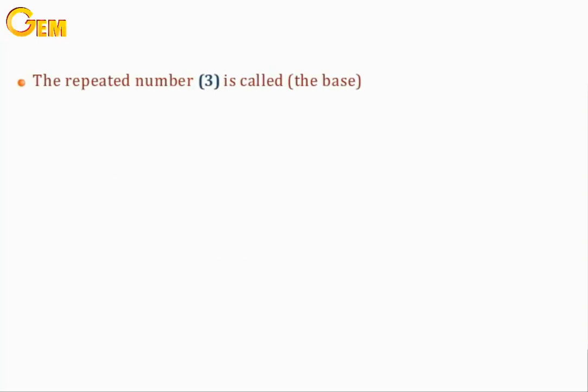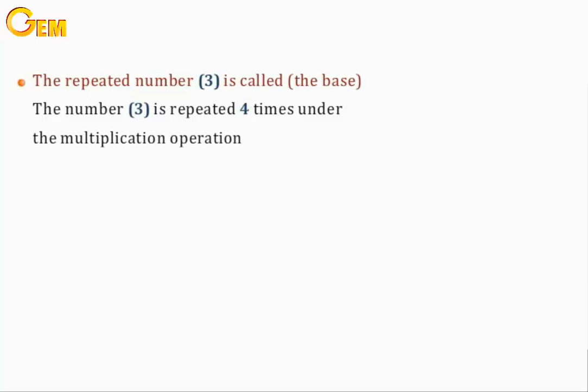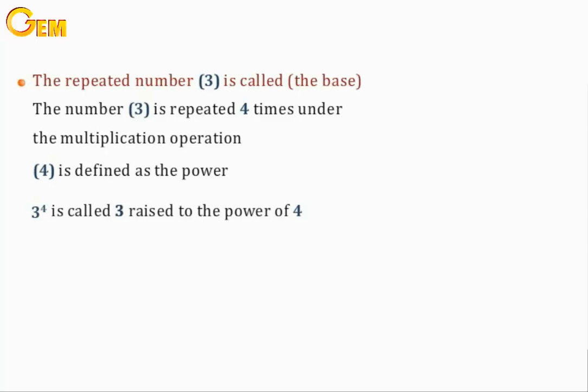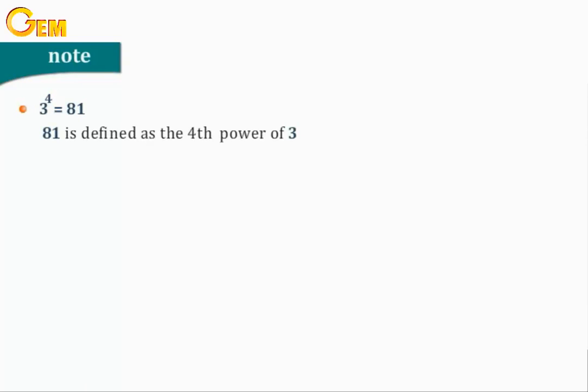The repeated number 3 is called the base. The number 3 is repeated 4 times under the multiplication operation. 4 is defined as the power. 3 to the power 4 is called 3 raised to the power of 4. Note: 3 to the power 4 equals 81. 81 is defined as the fourth power of 3.